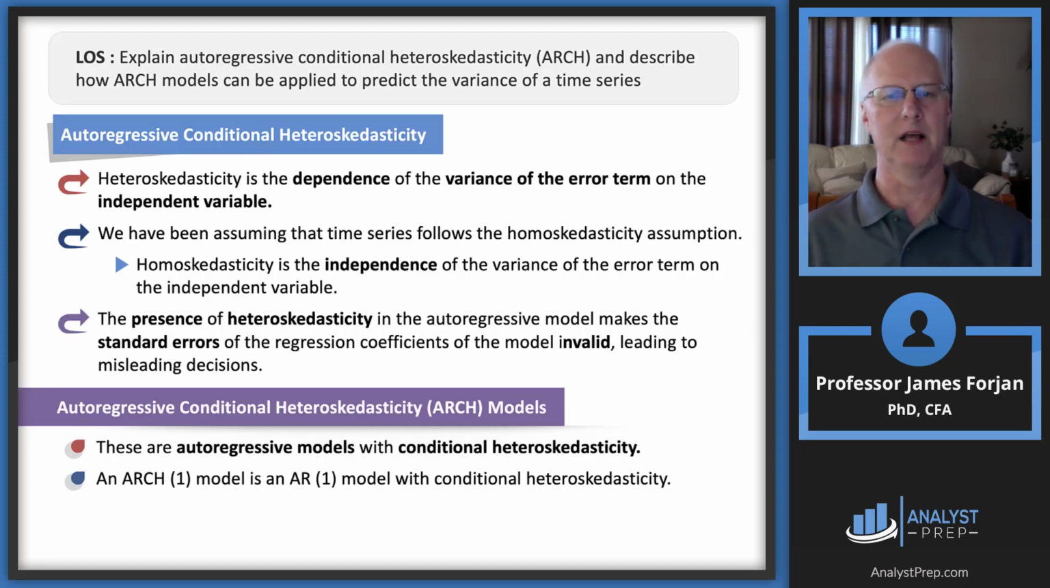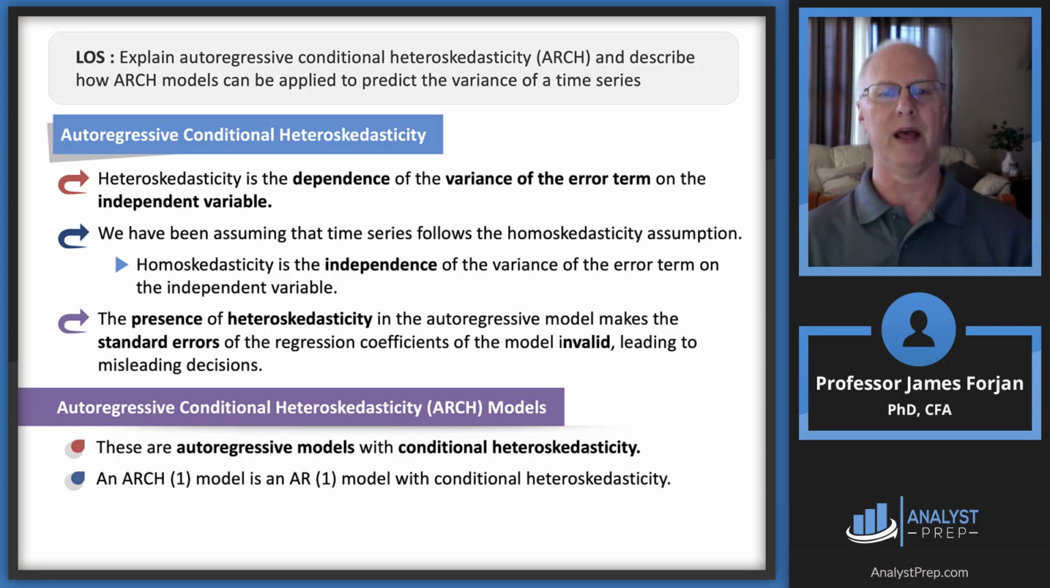All right, how about the next LOS? We're trying to explain autoregressive conditional heteroskedasticity. ARCH. Remember we had this assumption that the variance of the error terms was constant. We did that both with linear regression and multiple regression. Well, what happens if it's not? So we made the assumption that we had homoskedasticity, but now what if we have heteroskedasticity?